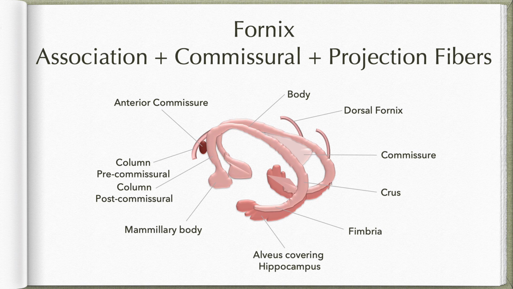Then the rest of the fornix will travel forwards, where it is relaying in the mammillary body, which is part of the hypothalamus. So from the cortex, cerebral cortex, it is projecting to one of the subcortical areas. Therefore, it is projection fibers. So within the fornix, we have association fibers, commissural fibers, as well as projection fibers.